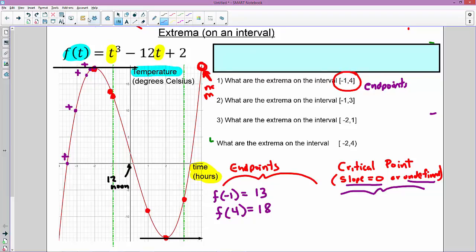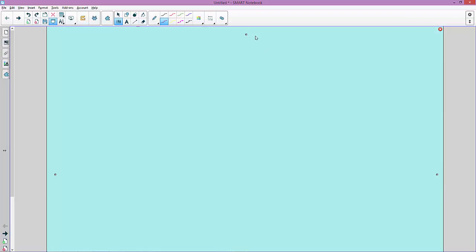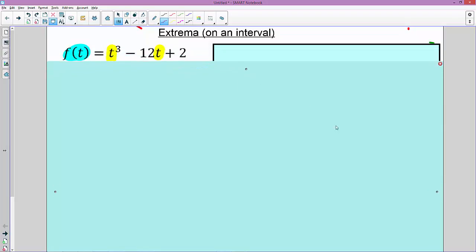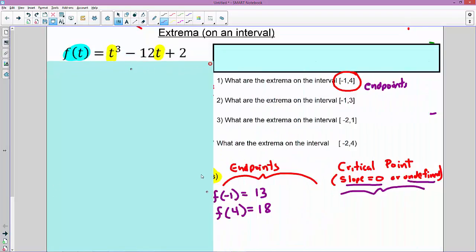But if we cover this up again like I just did, we don't know what the graph looks like, so I don't know where those points are. Where does this happen? Well, we just said the slope is 0. So we're going to find the slope, and the slope, of course, is the derivative. Let's find the derivative of our original function up here.